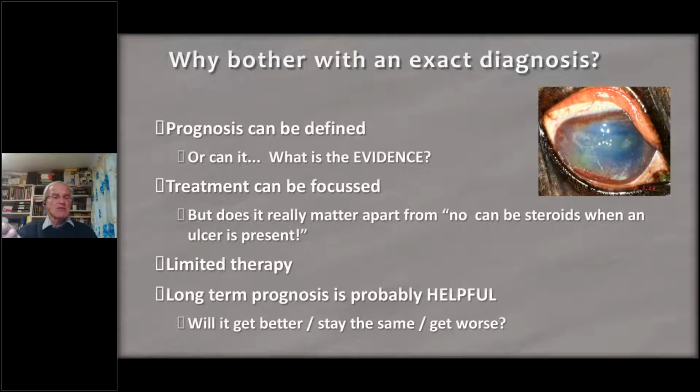So the owners want to know, will it get better? Will it stay the same, or will it get worse? And can you influence those three stages? You want to avoid things getting worse if you can, because the first sign of getting better is, in inverted commas, not getting worse.